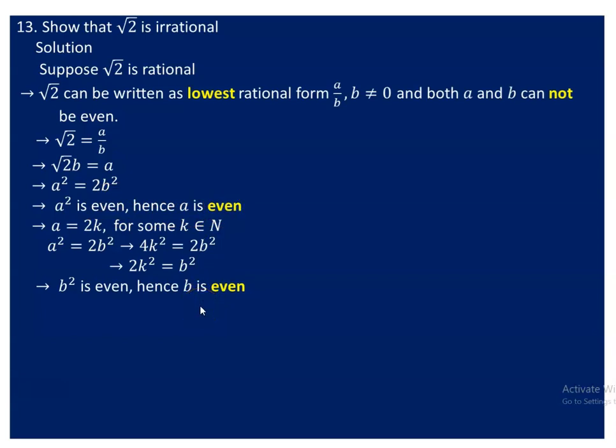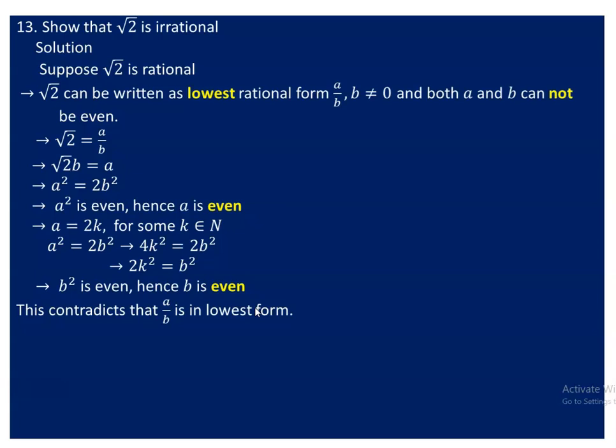Now look, at the beginning we said that a over b is in lowest or simplified rational form. But now we obtain here that a is even and b is also even. What are we saying? This contradicts the idea that a rational number exists in lowest form with numerator and denominator both even. How dare we have this? We might have rational expressions which are not in lowest form, having even numbers in both numerators as well as denominators.